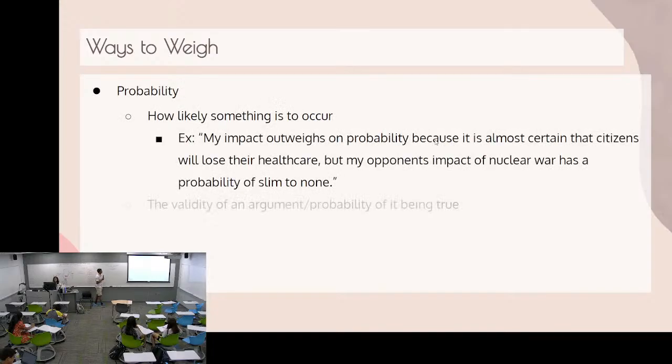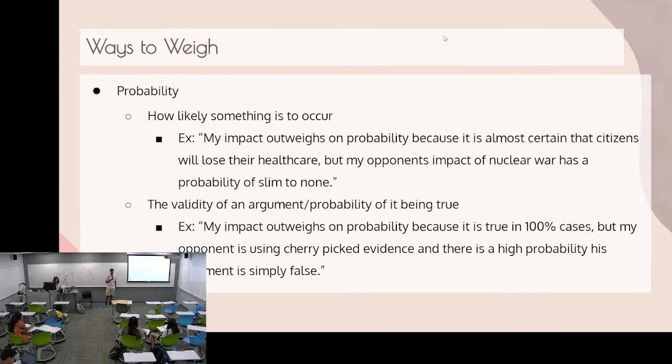Exactly. So next we have probability, which all of you probably know what this means. It's how likely something is to occur. So you'll say, my impact outweighs on probability because it's almost certain that citizens will lose their health care, but my opponent's impact of nuclear war has a probability of slim to none. So basically, pretty logical.